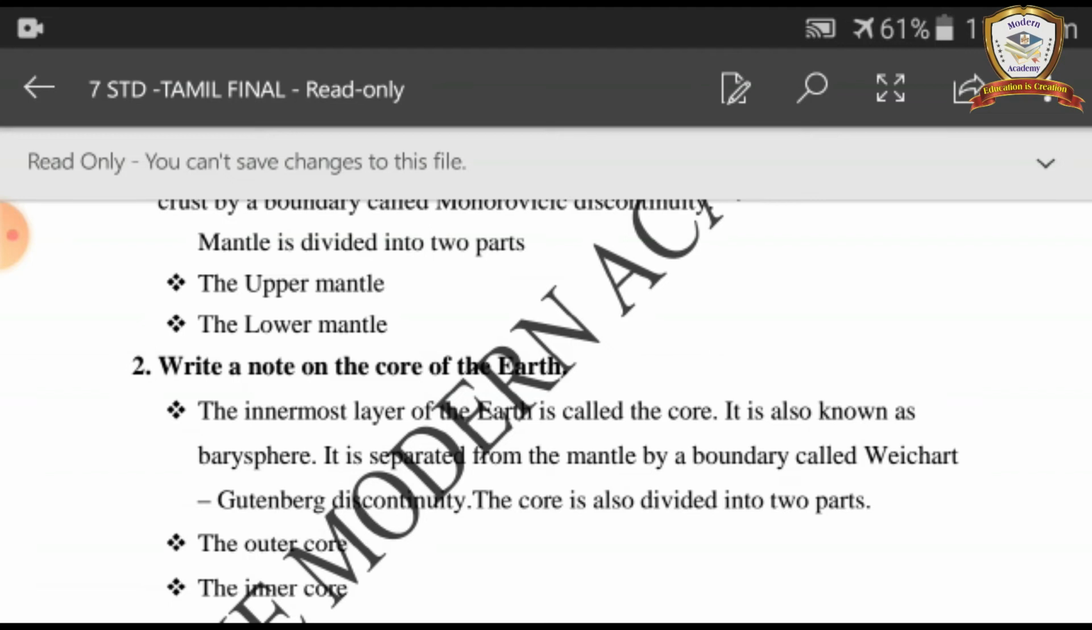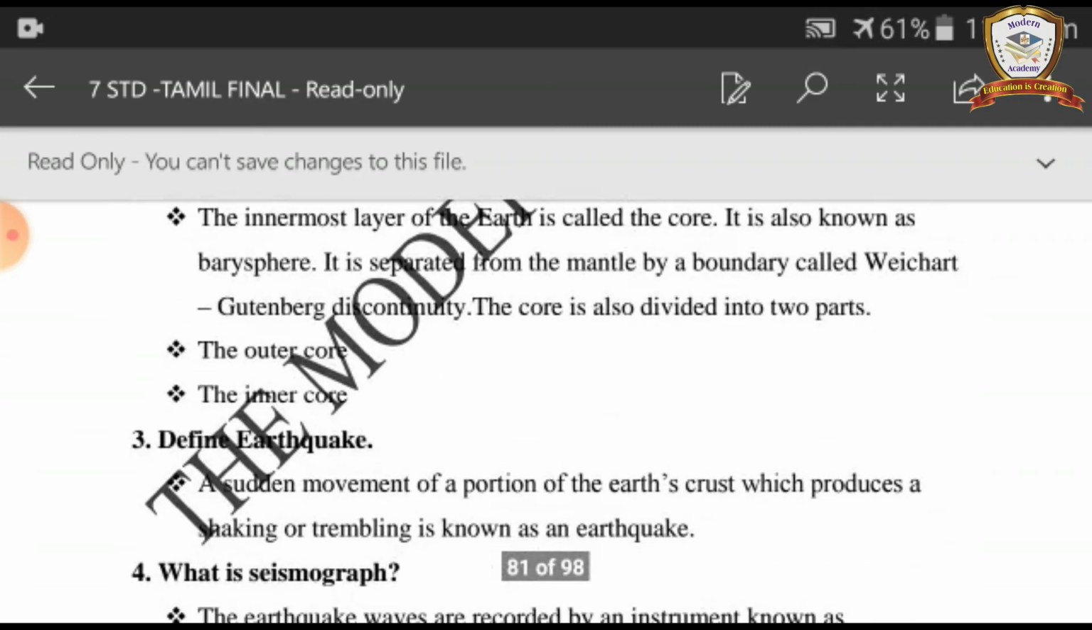Second question: write a note on the core of the earth. First point, the innermost layer of the earth is called the core. It is also known as barysphere. It is separated from the mantle by a boundary called the Wiechert-Gutenberg discontinuity. The core is also divided into two parts, the outer core and the inner core.